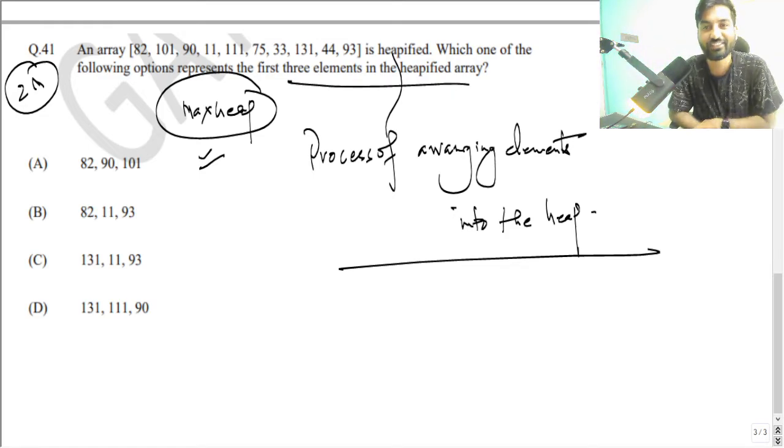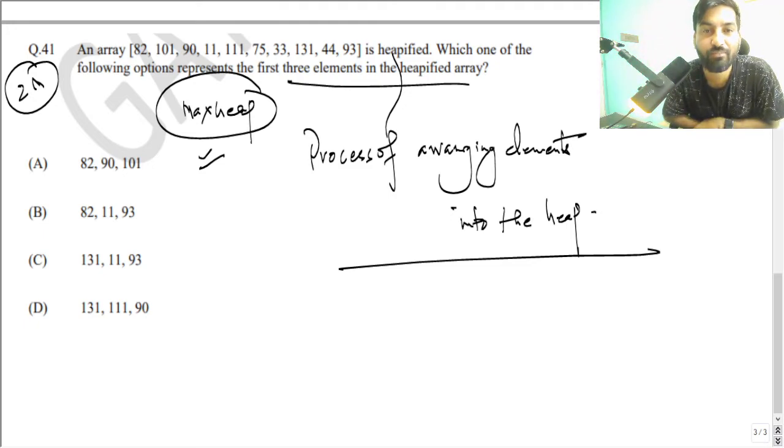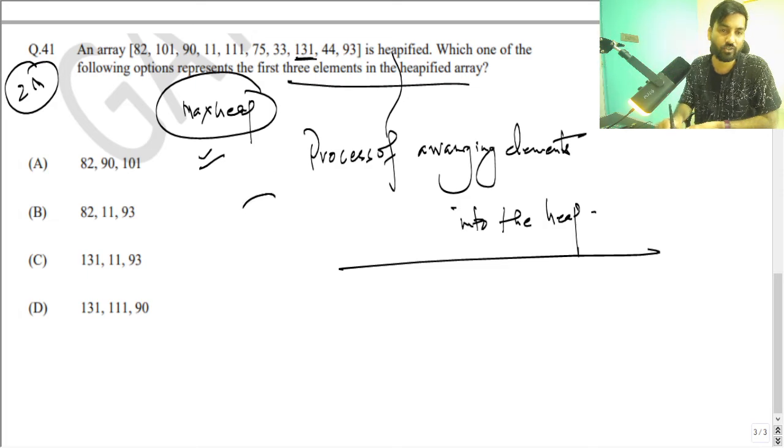So in case of max heap, the maximum element should be at the top level, right? So in this array you just find out which one is the maximum value. So 131 is the maximum value here, right? This is going to stay at the top, like 131. So you look at the options now. The first element should be 131. Please remember this point. So this option will be eliminated. This option will be eliminated.